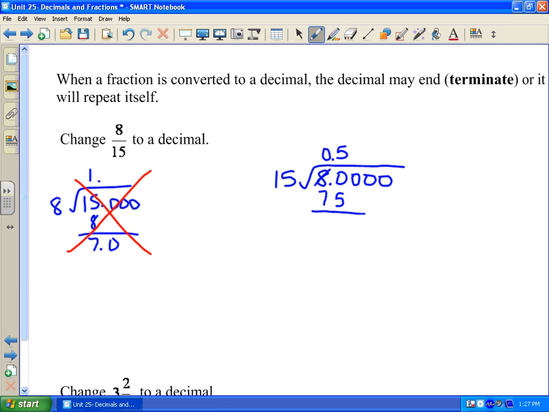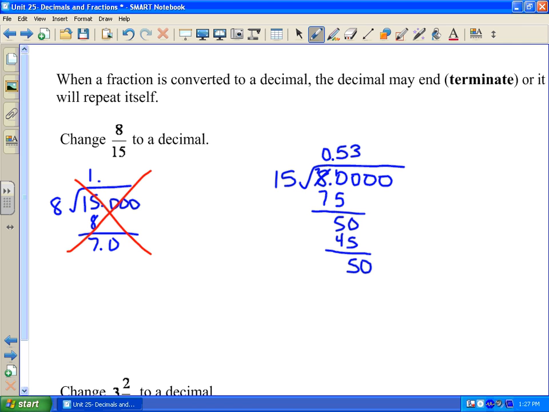Now, I'm going to have to borrow again. So that gives me a 5. Bring down a 0. How many times does 15 go into 5? Well, that's going to go 3 times. 3 times 5 is 15, so I'm carrying 1. 3 times 1 is 3, plus 1 is 4. What's that leave? That leaves a 5. Bring down a 0. Now we're going to have to keep going until we either have no remainder or the number repeats itself. So we're just going to keep going here.